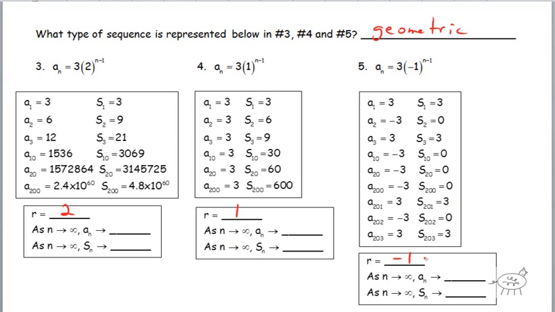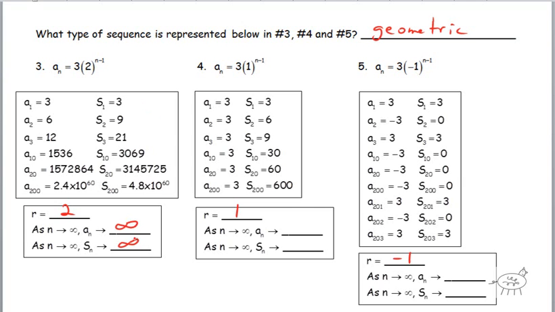Let's fill it in now. Again, analyze a little bit. What happens when n gets really big? What happens to the actual sequence of numbers? It's getting bigger and bigger and bigger, so that one's going to infinity. And what about the sum? Obviously, if the numbers are going to infinity, when you add those numbers up, the sum is also going to go to infinity.